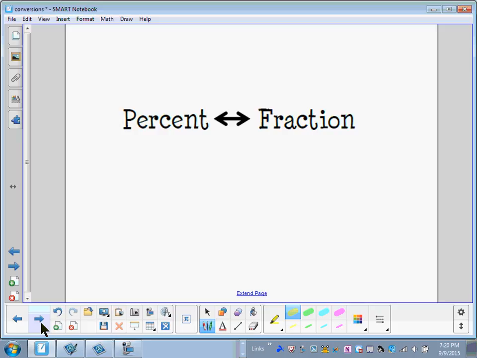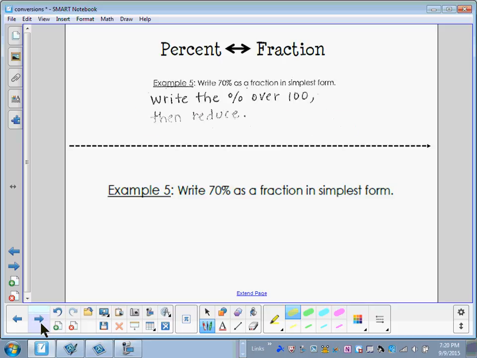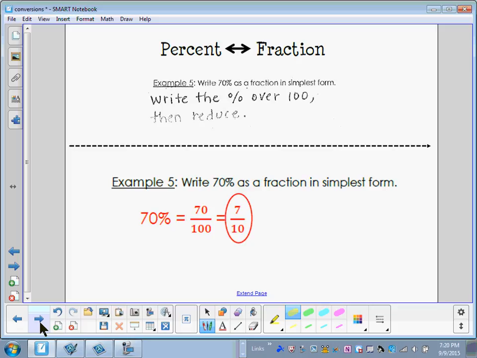Now we'll take a percent and make it a fraction, and then a fraction to a percent. To take a percent to a fraction, you write the percent over 100 and then reduce. Write 70% as a fraction in simplest form. 70% is equal to 70 over 100, which is 7/10.